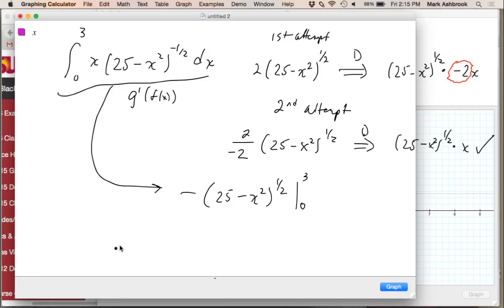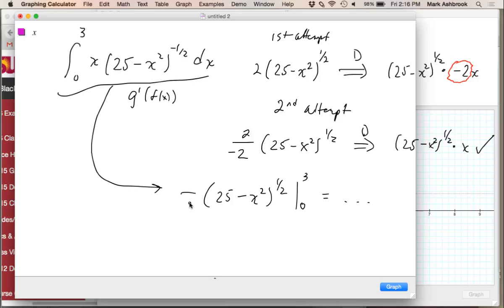That total change of this quantity as x changes from 0 to 3 at the rate x times radical 25 minus x squared to the minus 1/2 is also what this will compute. It's the quantity function evaluated at 3, the final value of the quantity, minus the initial value of the quantity. So keep going. Plug in 3, plug in 0, subtract. Watch your sign. Be careful on the negative. Okay.